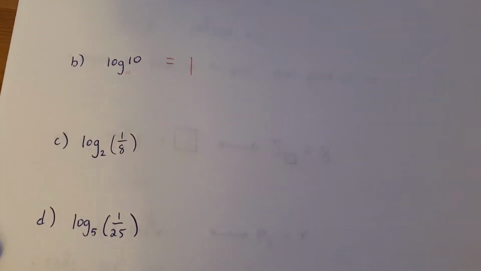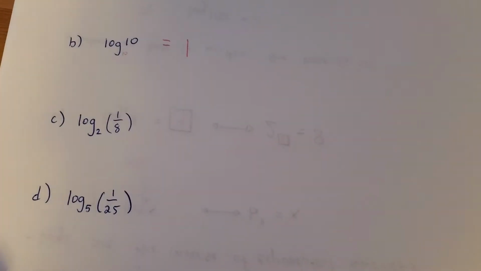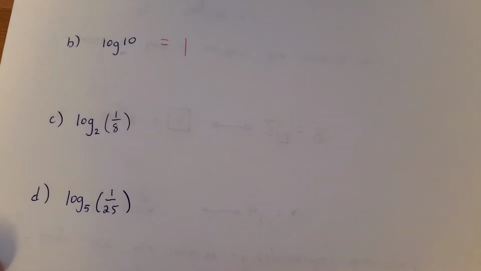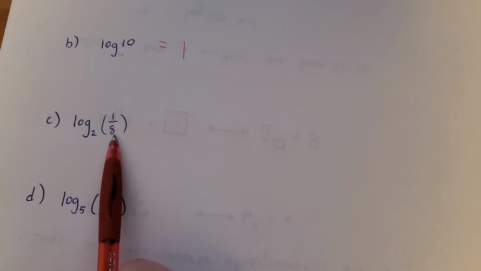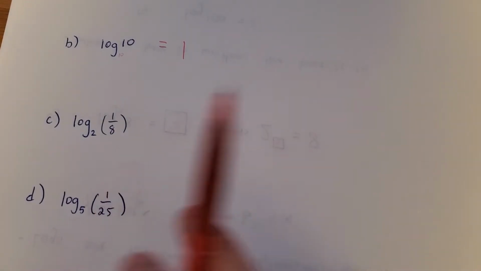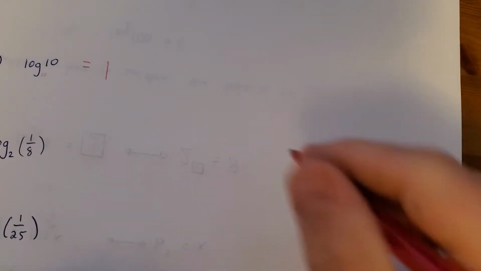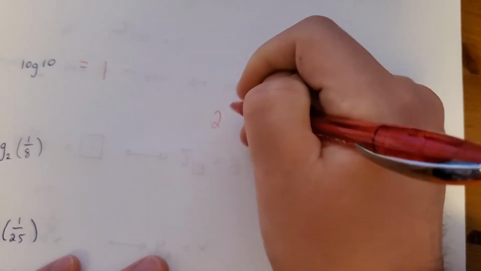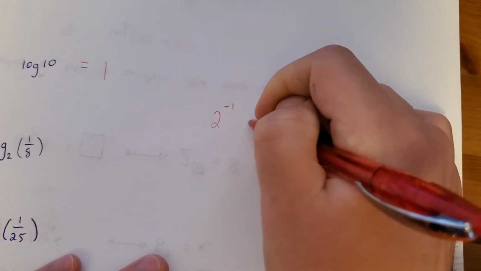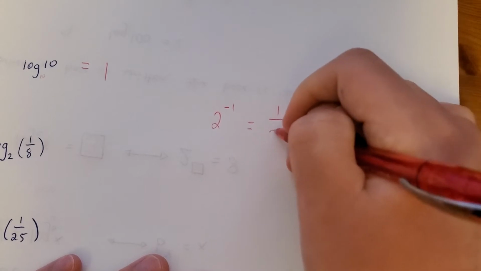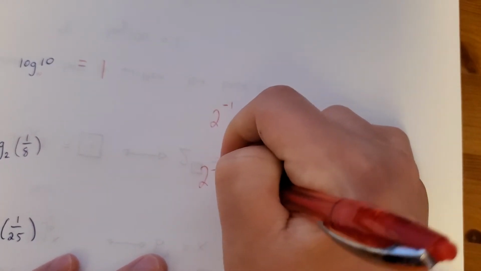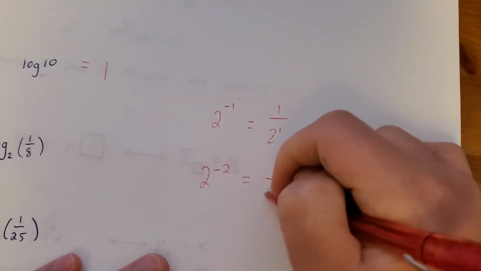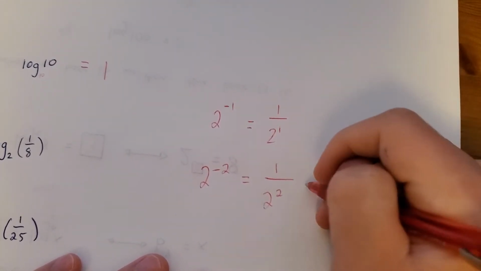All right. Fractions aren't too bad. I just might have to remind you of some rules you would have learned in grade 9 or grade 10. If you have a fraction, that's like a negative exponent. So I'll just remind you over here in this space. For example, if I have 2 to the power of negative 1, that's the same as 1 over 2 to the power 1. If I have 2 to the power negative 2, that's 1 over 2 to the power of 2, which is 1 over 4.